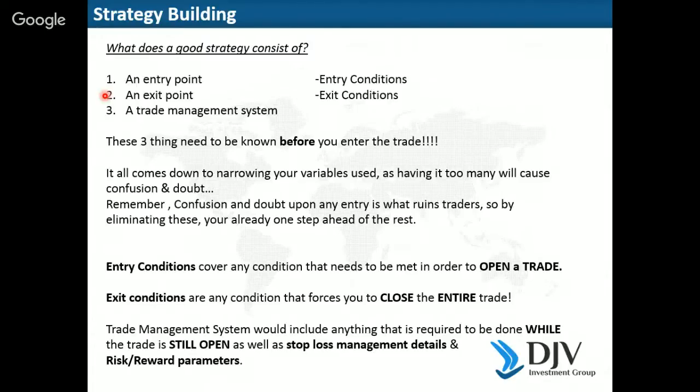Normally with exit conditions, we start with just two, but we're going to run through that in a minute. The third one we're going to look at is what we call our trade management system. Those are the three basic components that any strategy consists of: how to get in, how to get out, and what needs to be done while the trade is open.